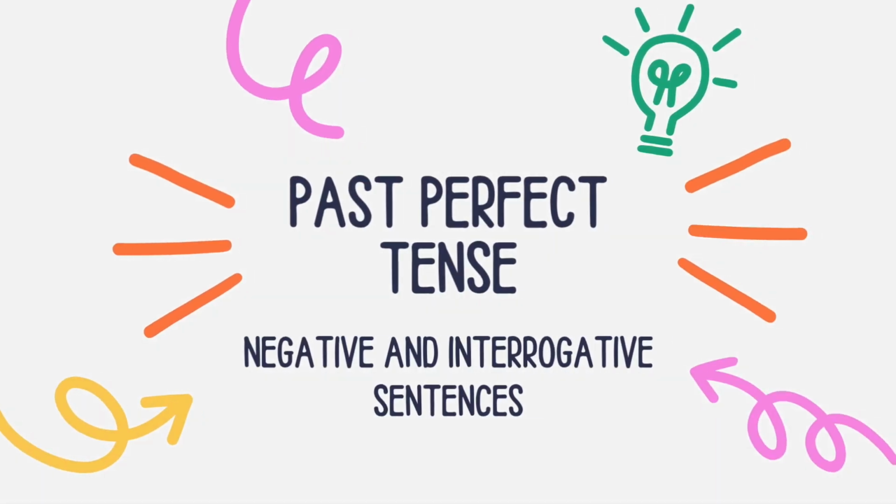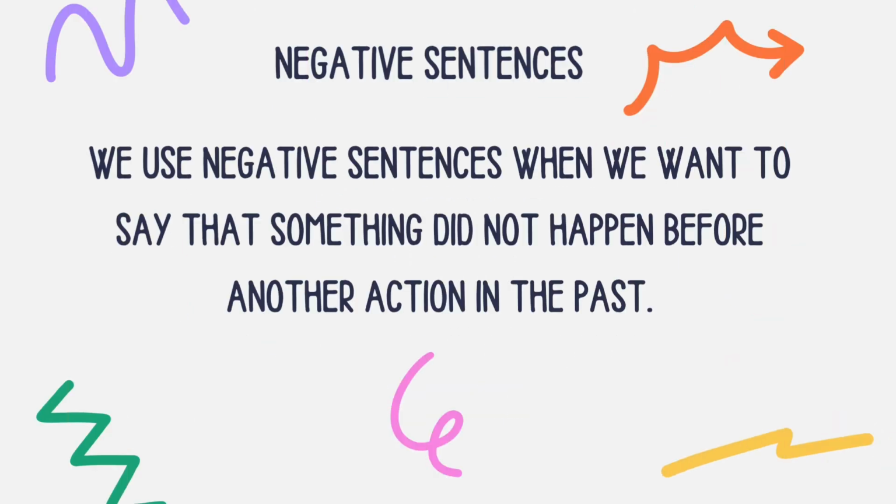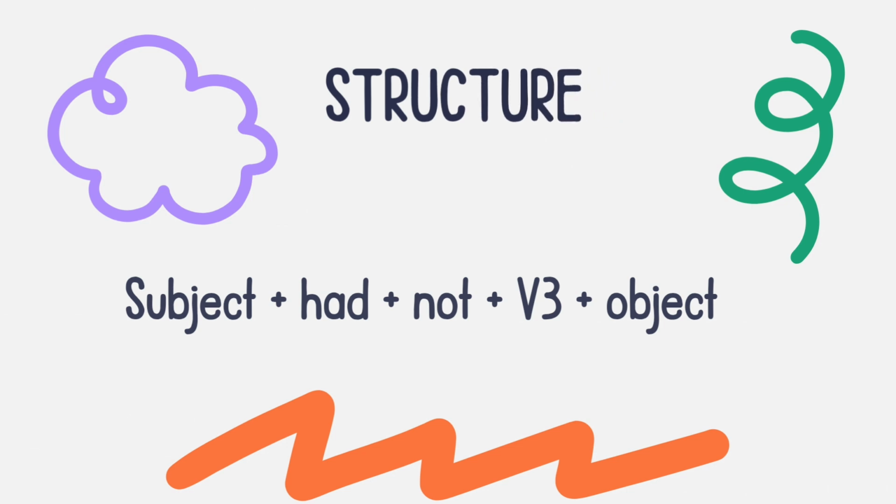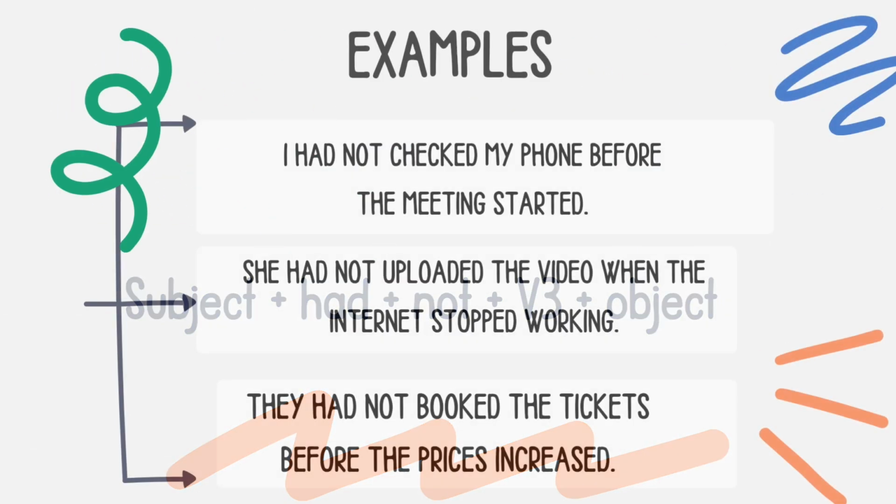To do past perfect tense, negative and interrogative sentences. We use negative sentences when we want to say that something did not happen before another action in the past. Structure: subject plus had plus not with verb's third form and object.